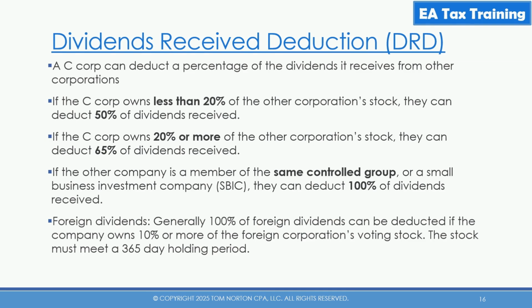For foreign dividends, if the company owns 10% or more of that foreign corporation's voting stock, then they generally can deduct 100% of the dividends received from that foreign corporation. However, the stock must be held for at least 365 days in order for that deduction to be allowed.